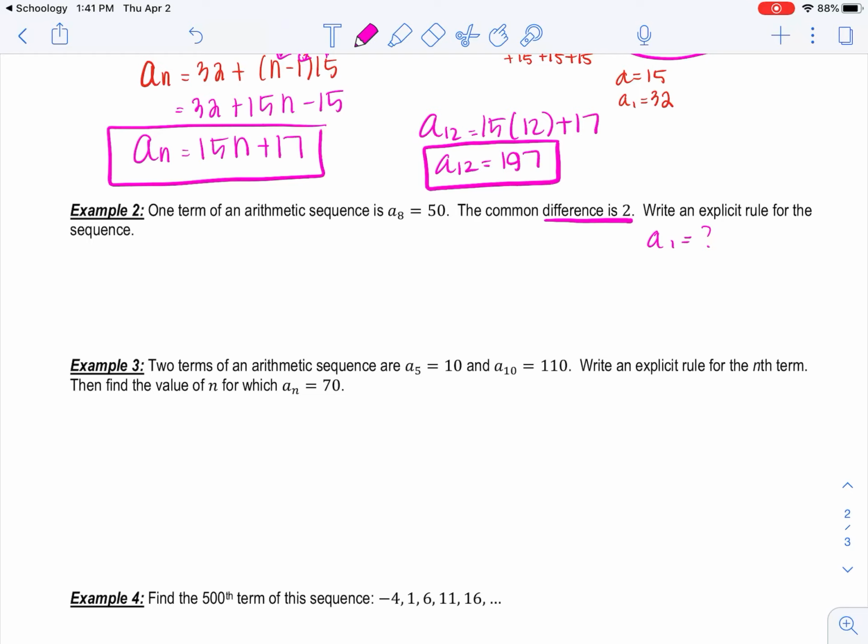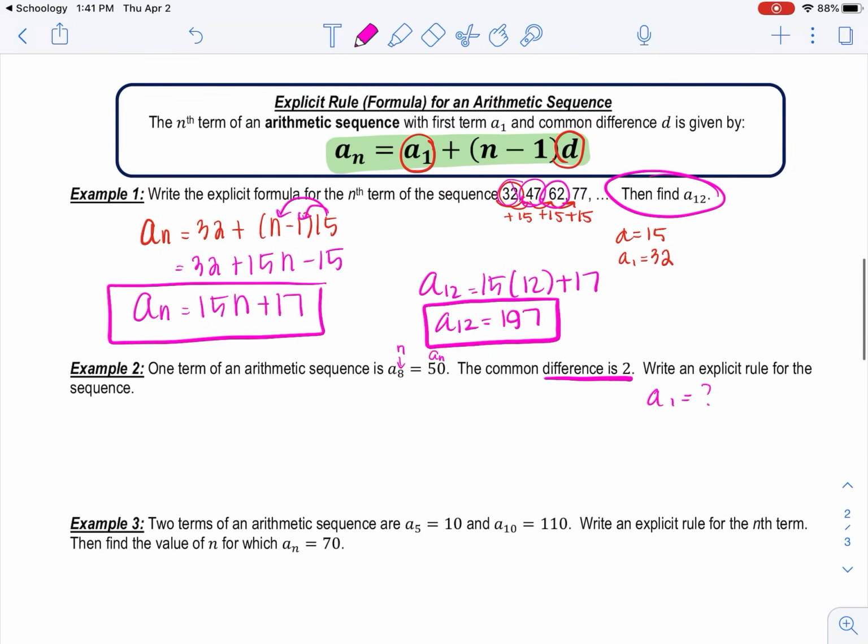So what's another way of doing this? Well, what did I give you? I gave you your first term. And then I gave you your difference, and then I gave you that your 8th term was 50. So I know that when I plug in 8 for n, I get 50 for a sub n. So what I can do is plug this into the equation along with my difference and solve for a sub 1. So once again, I'm using this equation right here.